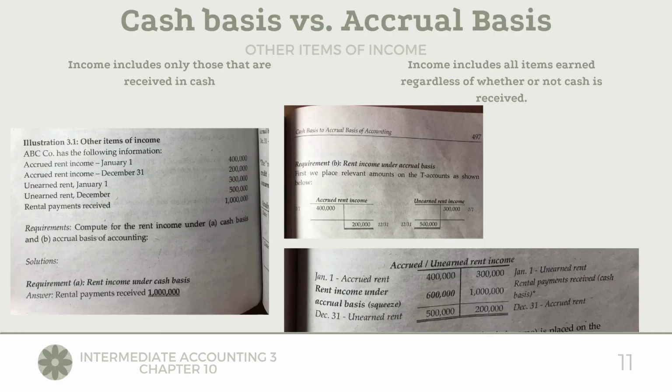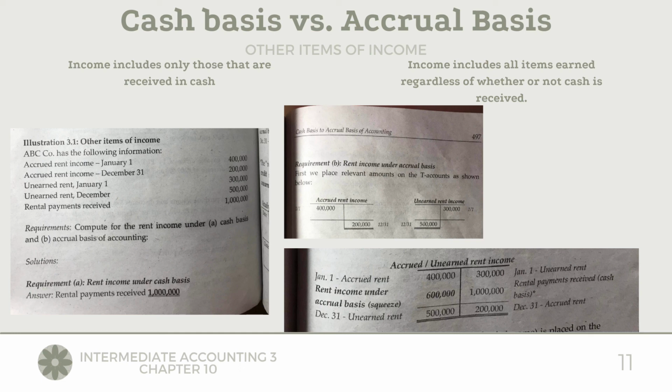Here is the illustration on how to compute other items of income using cash basis. So, hinihingi dito sa problem is yung rent income under ng cash basis and accrual basis. Under ng cash basis, 1 million yung naging sagot dahil kapag cash basis, nare-recognize lang ang income kapag na-receive ito in cash. Kapag naman accrual basis, kailangan muna natin gumawa ng T accounts.